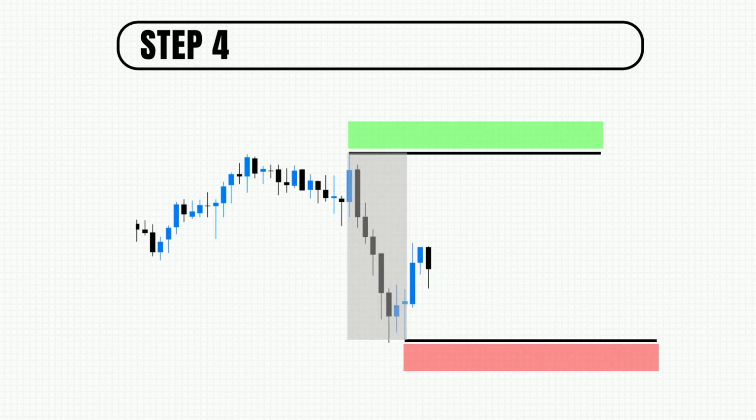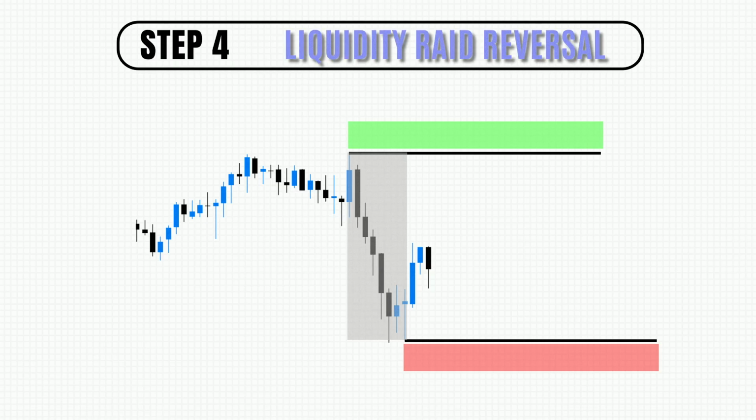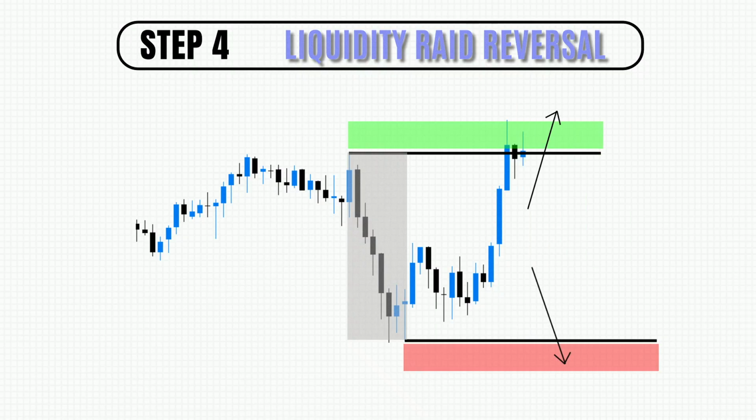Step 4. Setup 1. Liquidity raid reversal. Watch for price to take liquidity on one side of the range, e.g., spike above the high or below the low. Look for one strong reversal candle that closes back inside the range. Entry: if the raid is above the high, you enter short. If the raid is below the low, you enter long. Stop loss: just beyond the raid point. Target: 1-2 risk-reward ratio, often the opposite side of the range.